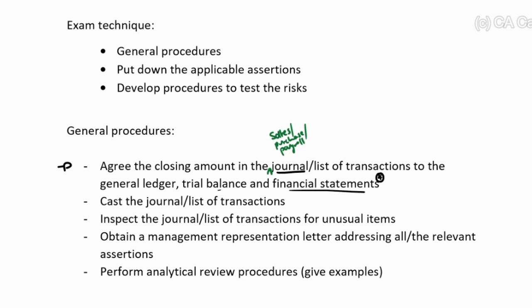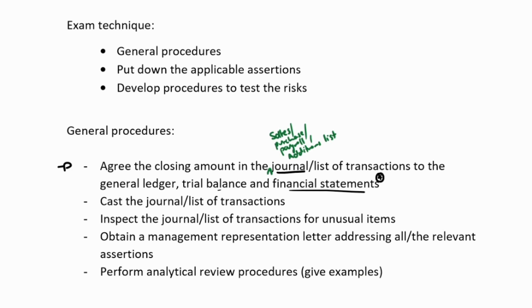Or is it additions of PPE? Then you're going to say from the additions list, because you don't have a journal for PPE transactions because they happen so infrequently. So you're just going to say, get the list of additions and trace that back to the additions note in the financial statements, your PPE note, which has your total additions.